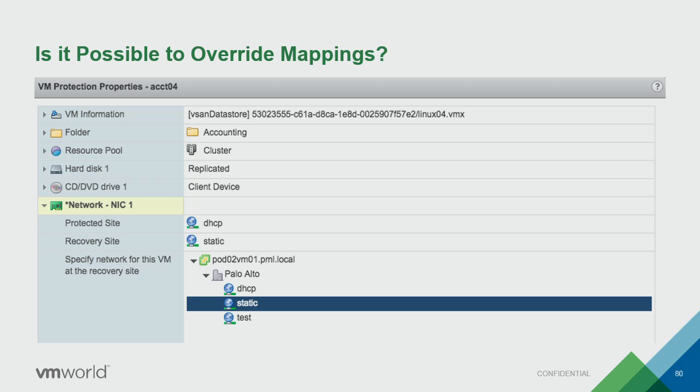So I've set this up environment-wide, these mappings that I've just done for resource pools and folders and so forth, networks. But maybe there's a couple VMs that I want to override and connect to a different network other than what I configured in those mappings. So the answer is, quite honestly, yes, you can do that. You can go into the protection properties of that virtual machine, and you can specify a different network that will override those mappings that we just created there.